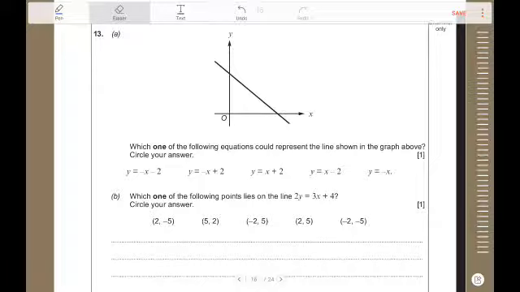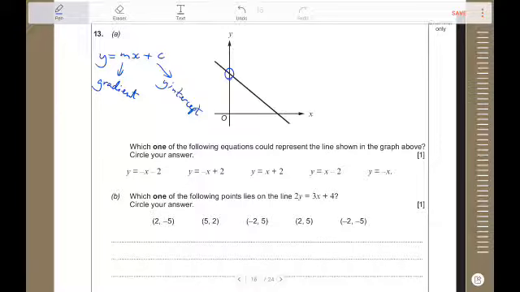This is all about y equals mx plus c, the general equation of a straight line. Now the m tells us what the gradient of the line is, how steep the line is. The plus c part is what we call the y-intercept, where the line crosses the y-axis. Now this line crosses the y-axis here, so that would be the plus c part, so it's a positive value.